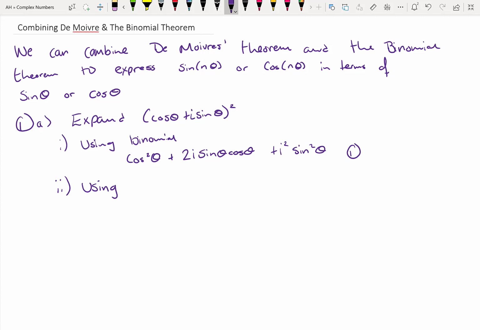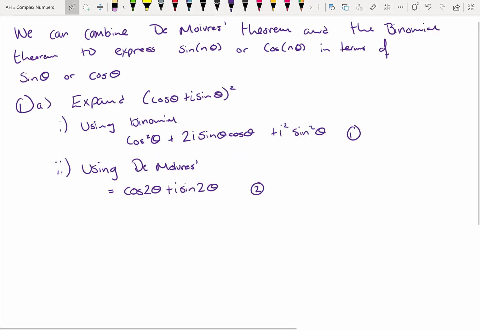And we're also going to expand it using de Moivre's theorem. In that case, what we end up getting is cos 2 theta plus i sine 2 theta. And that is my second equation.